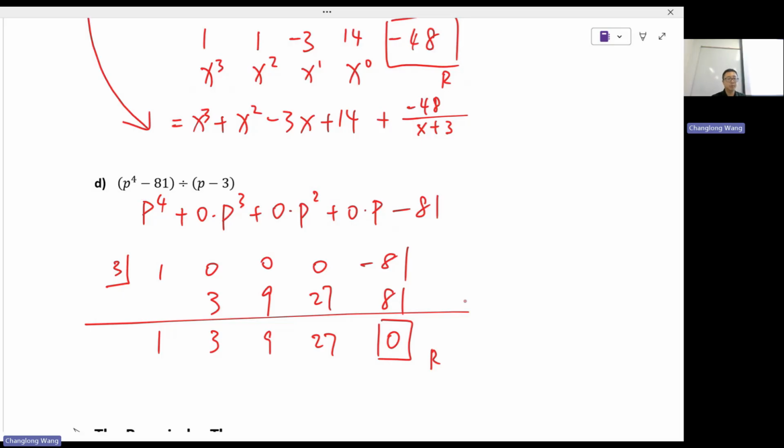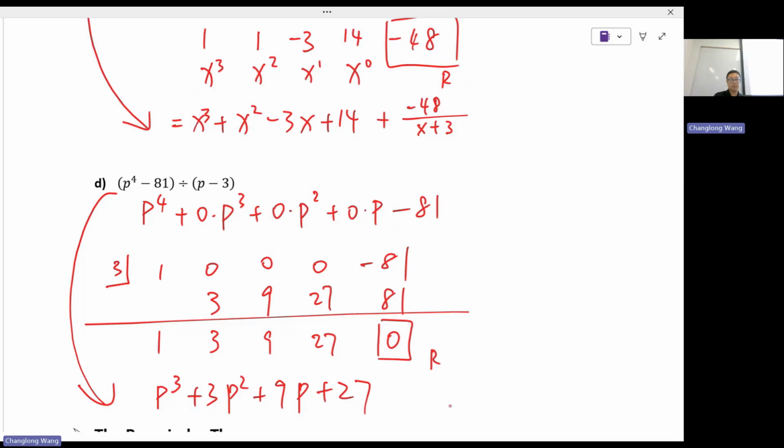But there's no need to predict that, right? So now you have a brutal way to check if something is a factor. Anyway, so the quotient is p to the third power, right? See that dividend starts with p to the fourth. This is now the third degree: p cubed plus 3p squared plus 9p plus 27, right? And that's it, since it has a 0 remainder.